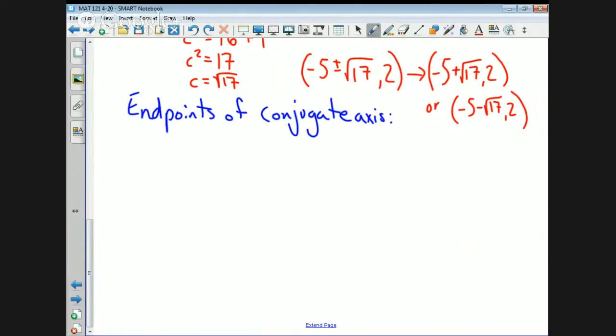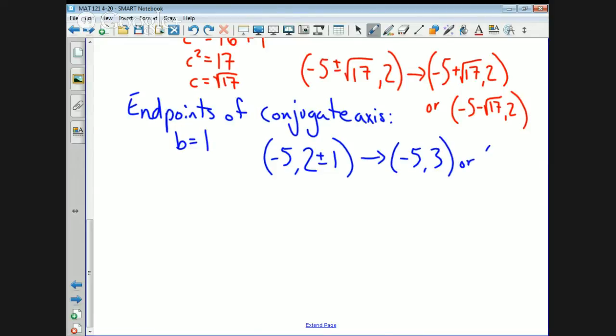Which means that I'm going to take the square root of what was under the y to get b, and the square root of 1 is just 1. Then I'm going to add that and subtract that from not the x value anymore, but the y value of the center, because I need to go up and down now. Now we'll get -5, 3, or -5, 1. Those will be the endpoints of our conjugate axis. And then last but not least, equations of the asymptotes, and then we'll sketch it.